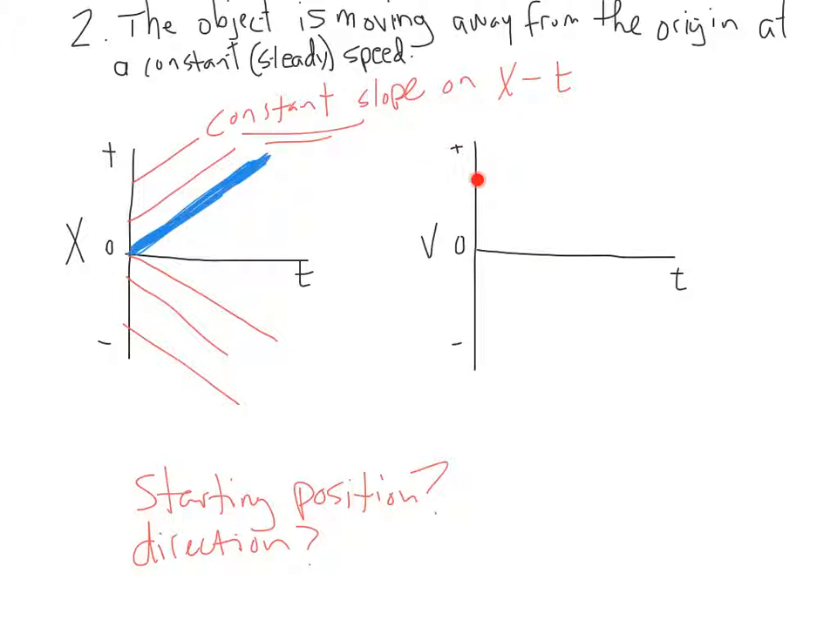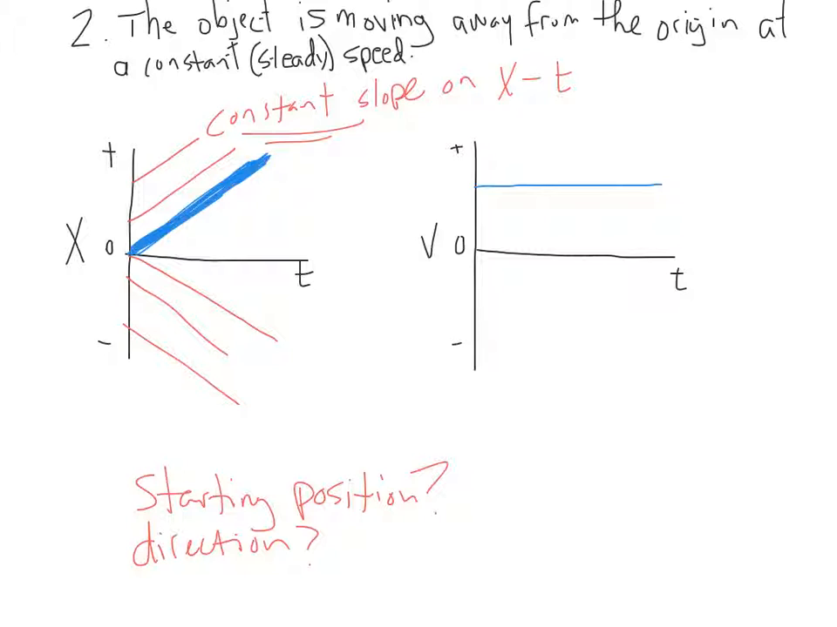Now, for the velocity to not increase or decrease, it has to stay the same. So that's what this looks like on a VT graph. It looks like a constant velocity. The line doesn't go up, the line doesn't go down. It stays at the exact same value of velocity as time goes on. So these two graphs are saying the same thing, telling us about the same kind of motion.